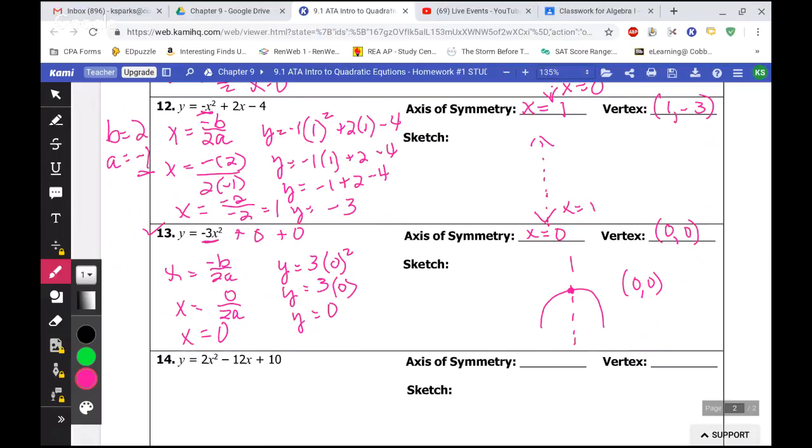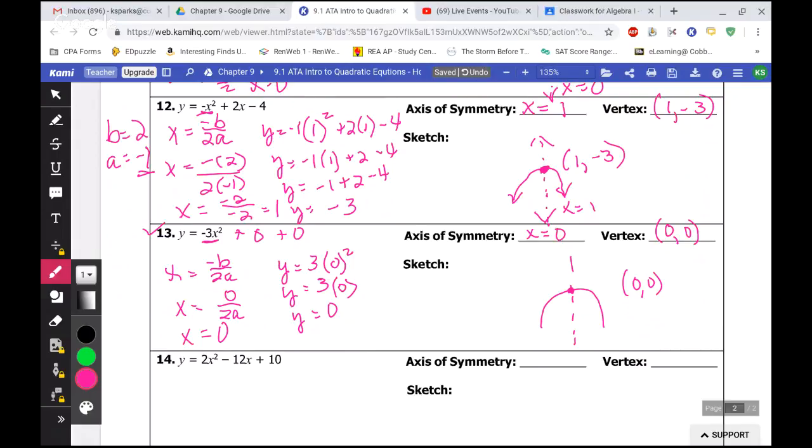Negative. On number 12, is my A value positive or negative? Negative. It is negative. So that would make it what type of parabola? Frowny face or a happy face? Frowny face. A frowny face parabola. Good job. With an axis of symmetry, with a vertex at 1, -3.